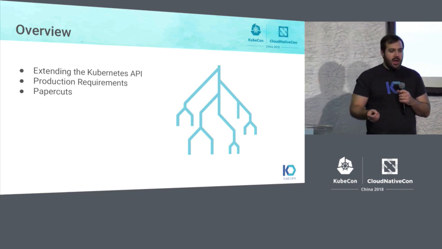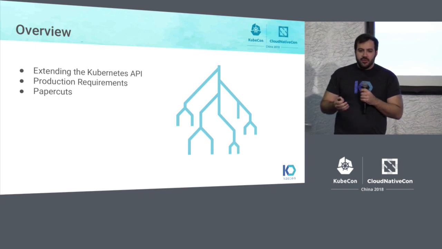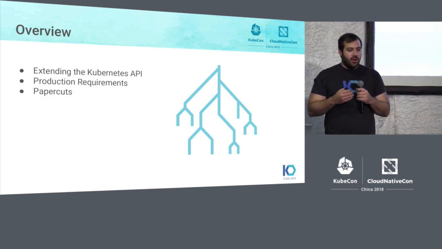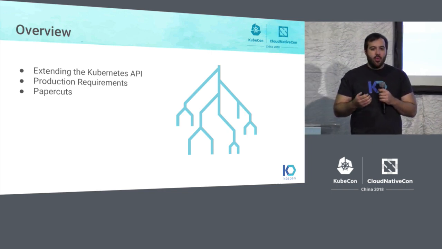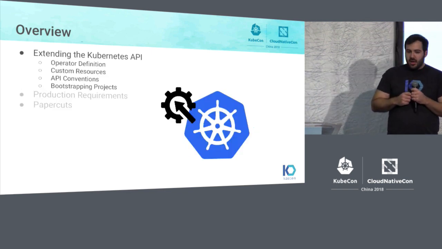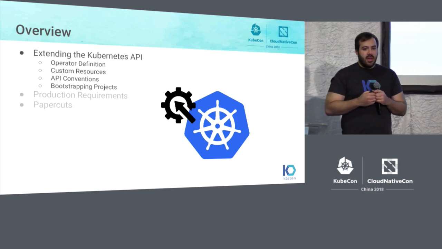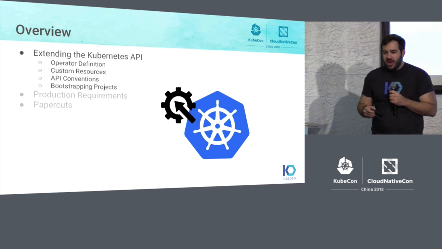So today we're going to talk about how to extend the Kubernetes API for your operator. We'll talk about the requirements and features that we think are needed for an operator in production. And finally, we'll talk about the pain points that we hit when developing these operators. And as we go through expanding the Kubernetes API, we'll define some terms and then go through some of the bootstrapping projects. And for that, I hand off to Ilya.